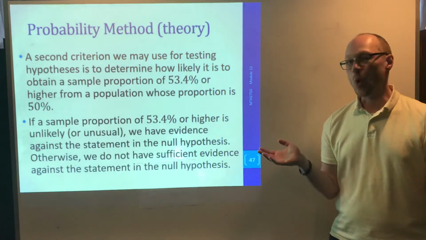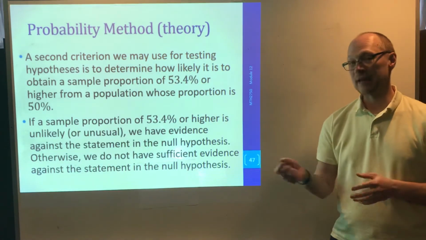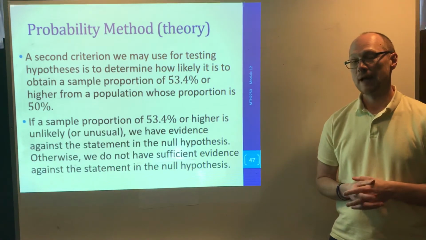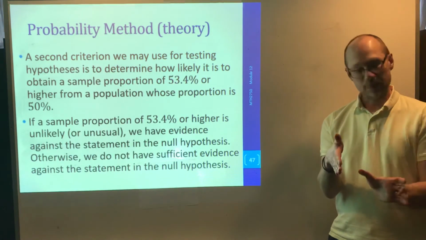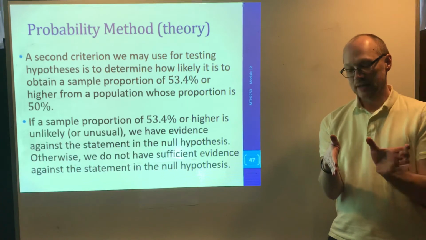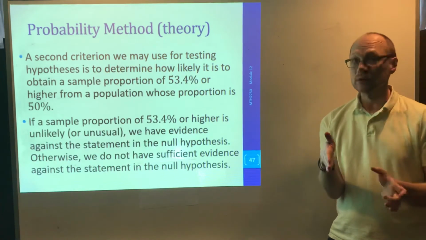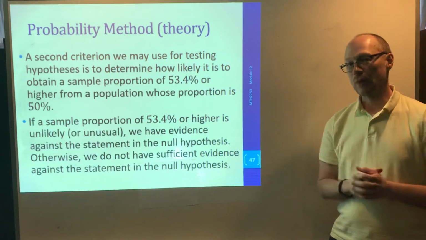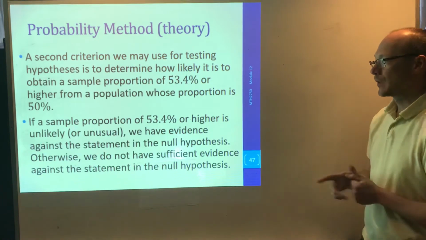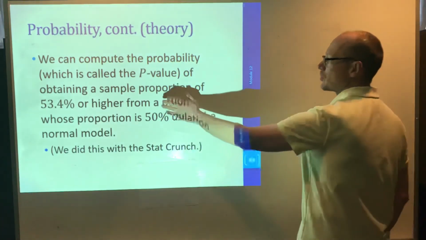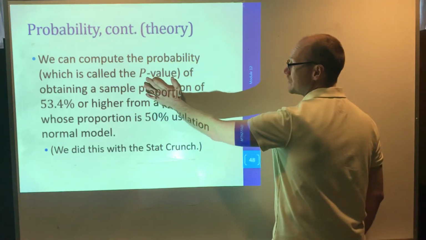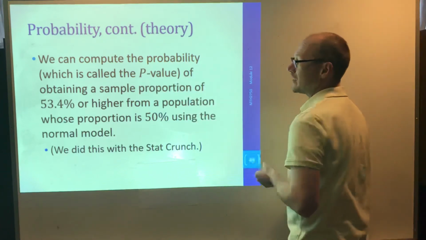If it's only a 1 or a 2% chance that we get a 534 out of 1,000, and we've set our alpha at 5%, then we can say the chance of getting this is in the red zone again, which means we can throw out the null. Okay? How do we compute the probability, which is also called the p-value, and pretty much for the rest of the slides we'll see it as the p-value.